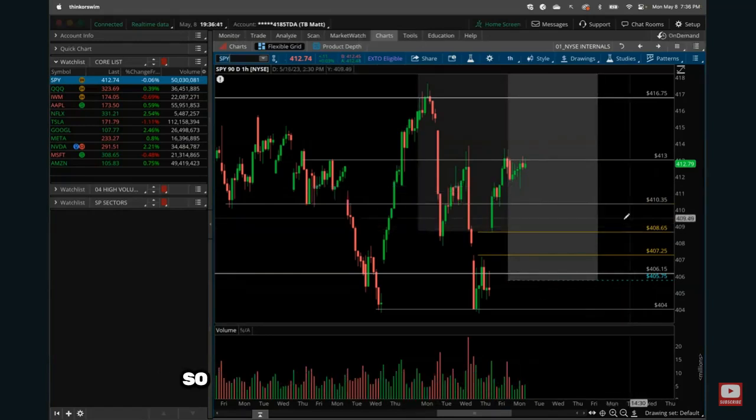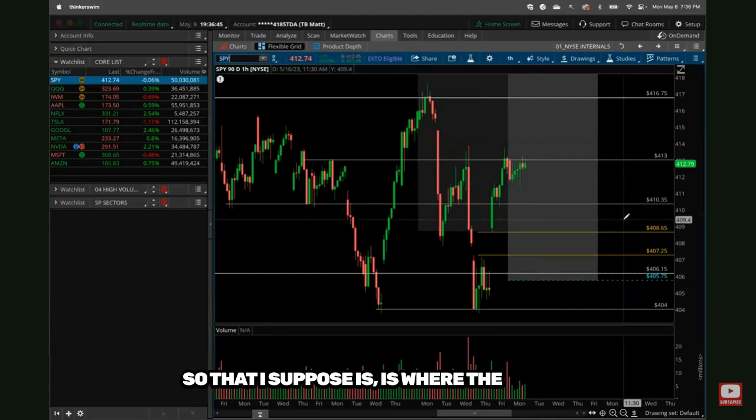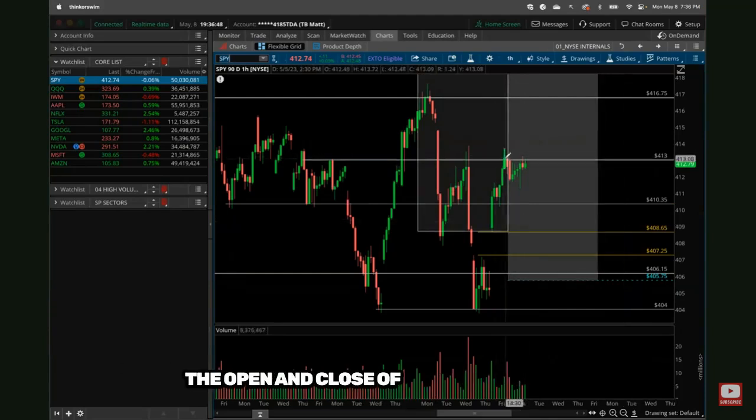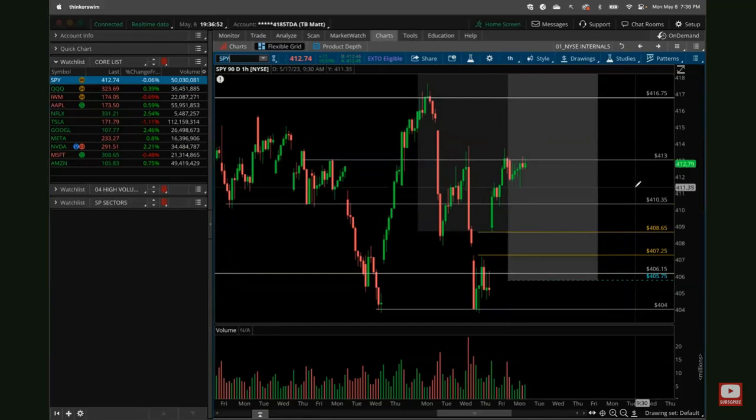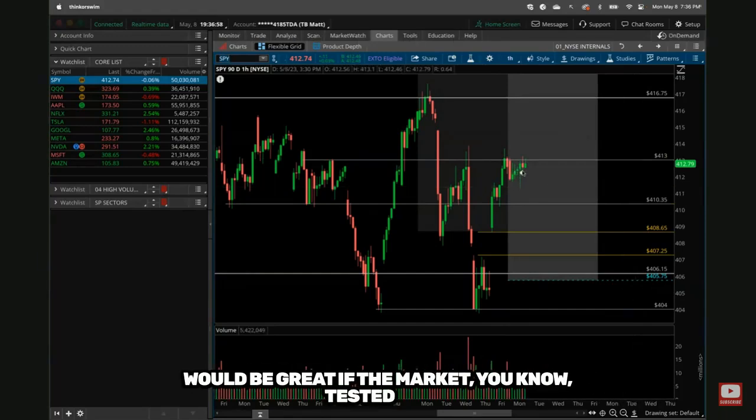So that I suppose is where the levels come from, the open and close of hourly bars, not the upper wicks. And once again, the idea is not that it would be great if the market tested 413 to the tick and then backed off aggressively.